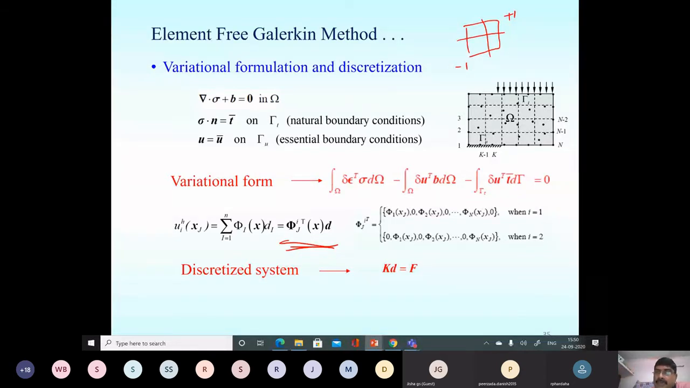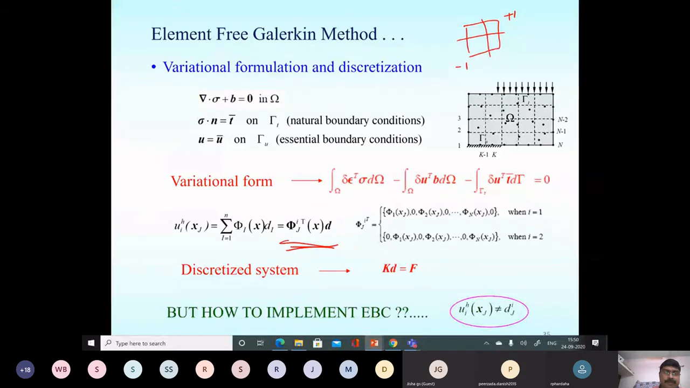So this cell has to be defined for numerical integration. And once it is done, then you will get a discretized system Kd equal to F. But then how do you apply the boundary condition? Whether you can get it or not, if the essential boundary conditions are not satisfied, is a question.